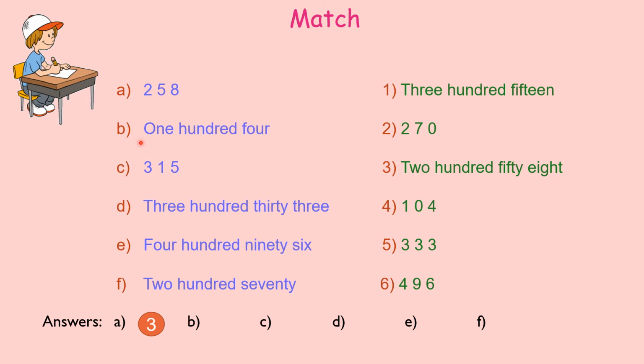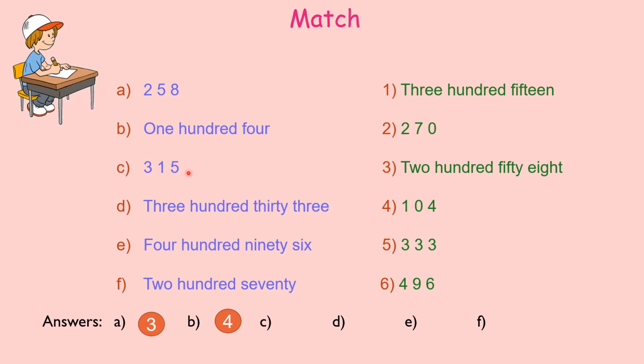Coming to the next one, 104. This is a number name. We need to find out the number for this. 100. So 1 is in the hundreds place. So 104, I got it here, which is the fourth one. So 104, that's right.